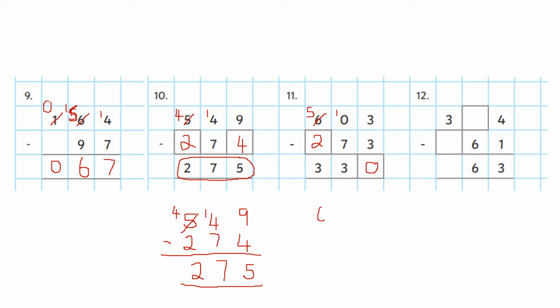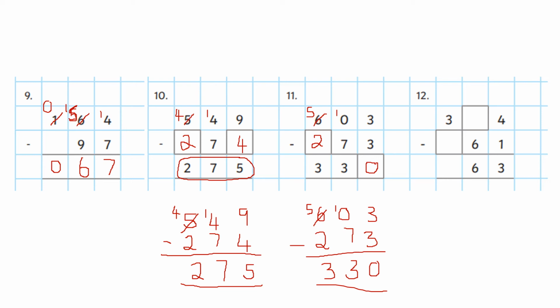And again, I would check it underneath. So I would write the question out, 603 take away 273 and check that I got 330. So let's check that now. 3 take away 3 is 0. 0 take away 7 we can't do, so we need to exchange this for a 10. 10 take away 7 is 3. And 5 take away 2 is 3. And yes, it's given us the correct answer, 330.